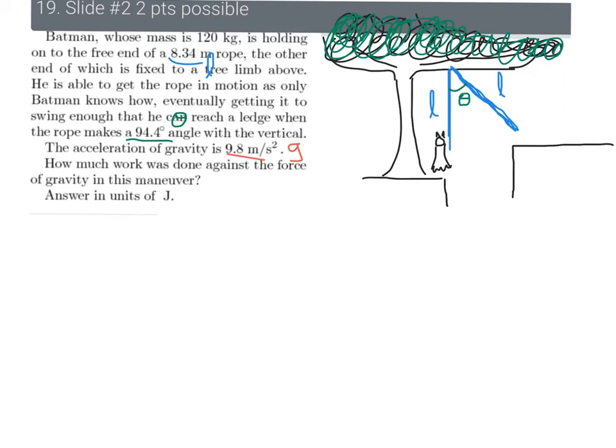Alright, for this question, Batman, who has a mass of 120 kilograms, is holding on to a rope, and it gives us the length of the rope, and the other end is tied to a tree limb above. He's able to get in motion somehow, eventually getting into swing enough so he can reach a ledge when the rope makes an angle of 94.4 with the vertical.